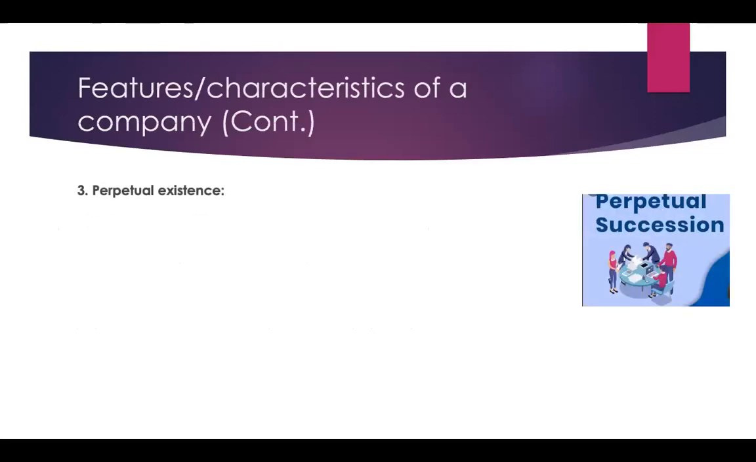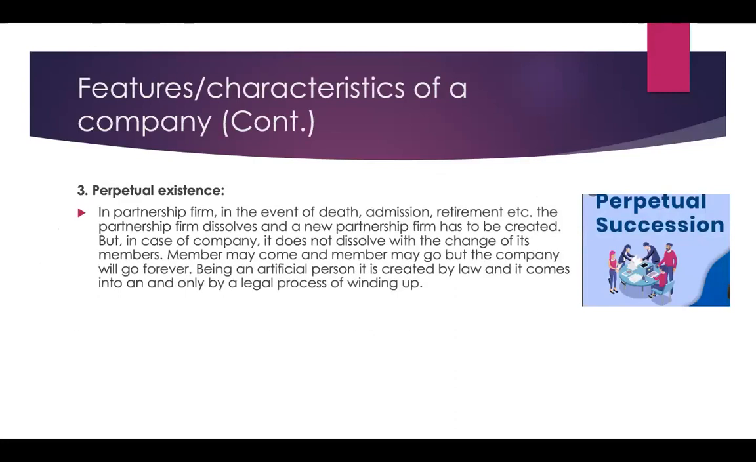So, the next feature is perpetual succession. All firms like a partnership are basically influenced by the death, admission, or retirement of a partner, and an old partnership firm is dissolved and a new partnership firm is formed. But in the case of a company, it does not dissolve with a change of its members. Members will come, members will go, but the company will go on forever. Being an artificial person, it is created by law and comes into existence, as well as winds up, only by a legal process. So whether all the members of the company change or in fact die, the company's existence is not influenced by the existence of its members.